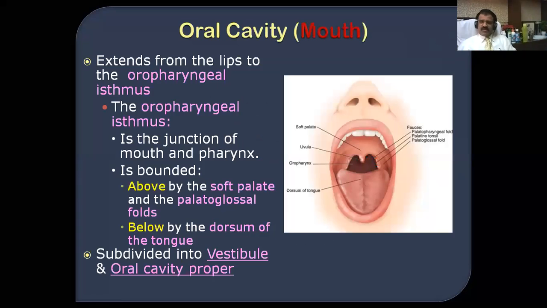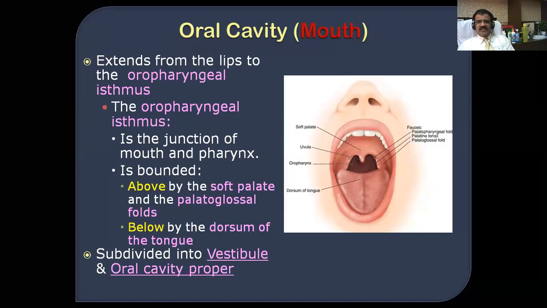I welcome you all for this brief, precise study, which is important for your examination also, because questions are commonly asked on palatine tonsils and tongue. Sometimes questions are also asked on soft palate, uvula, adenoids.